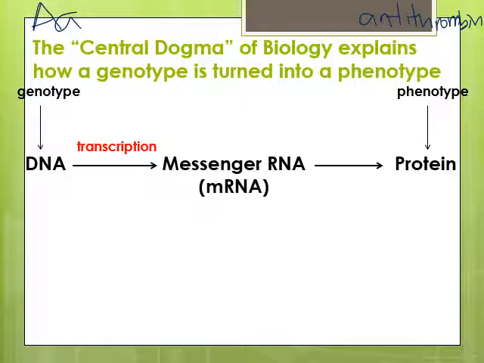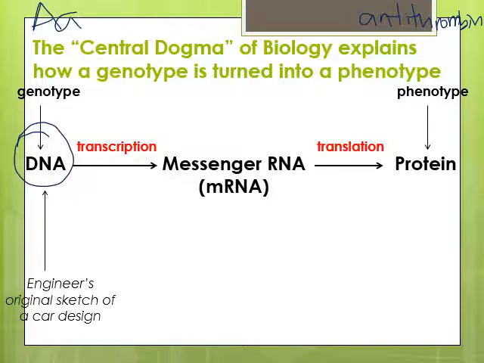So to get from DNA to mRNA, we have to go through a process called transcription. And then to get from mRNA into a protein, we have to go through translation. I'll go through another example here in just a second, but basically your DNA, you've got to transcribe it into something, basically into a different language, and then you've got to translate it into the final product.